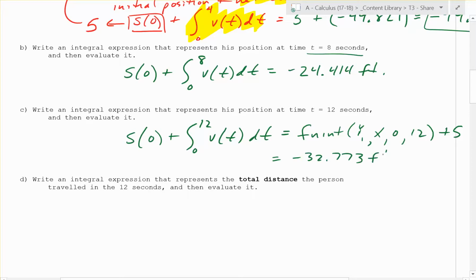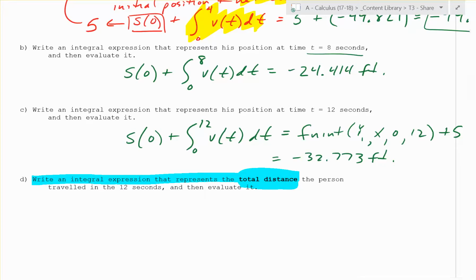Now it's asking to write an integral expression that represents the total distance. Remember, total distance is the absolute value of what the person traveled in the 12 seconds. So the integral expression is going to be, we don't need the initial position, because this is just total distance traveled. Distance traveled is irrespective of where the person started, as long as the velocity function stays the same.